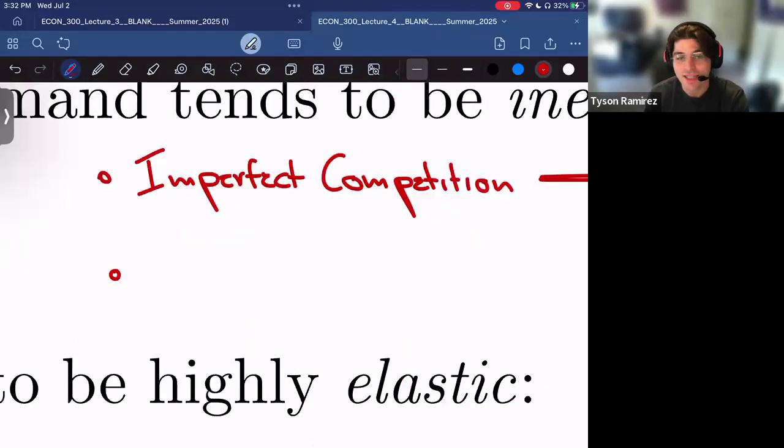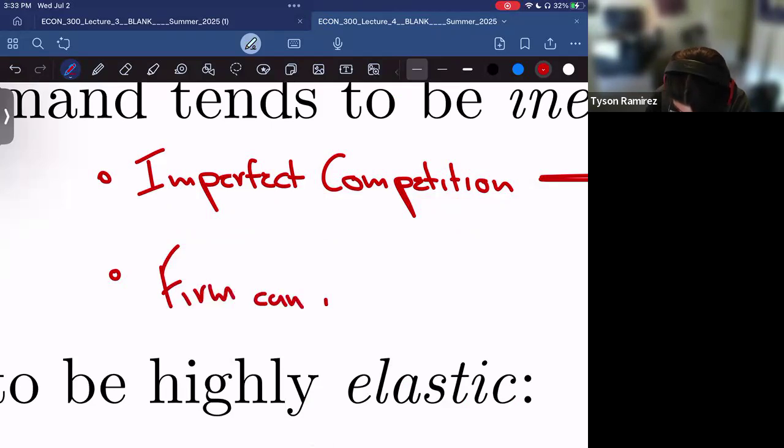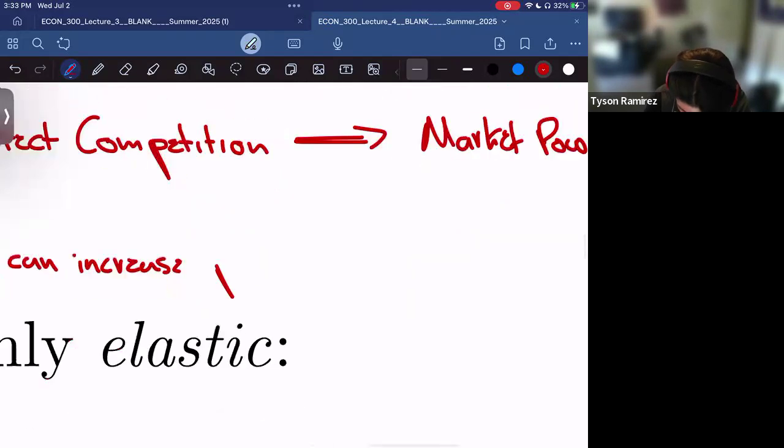And if the price elasticity of demand for a good is inelastic, then the producer firm can increase profits by raising the price.